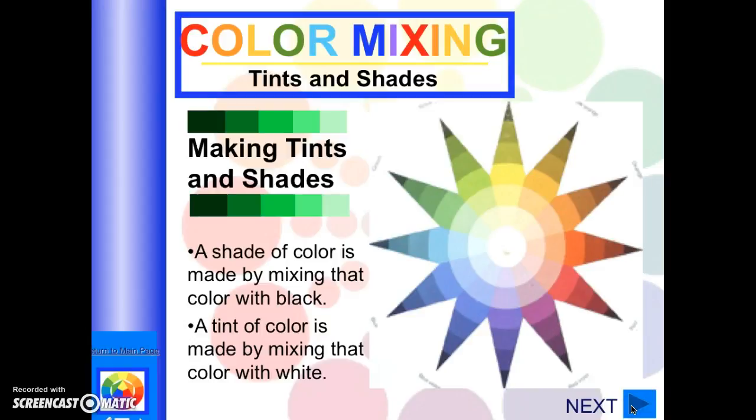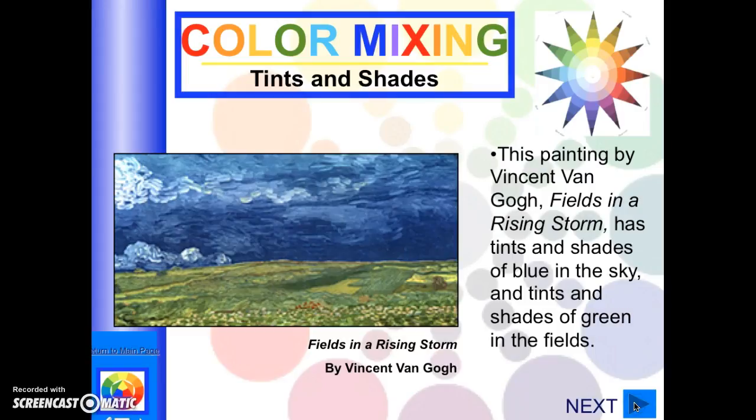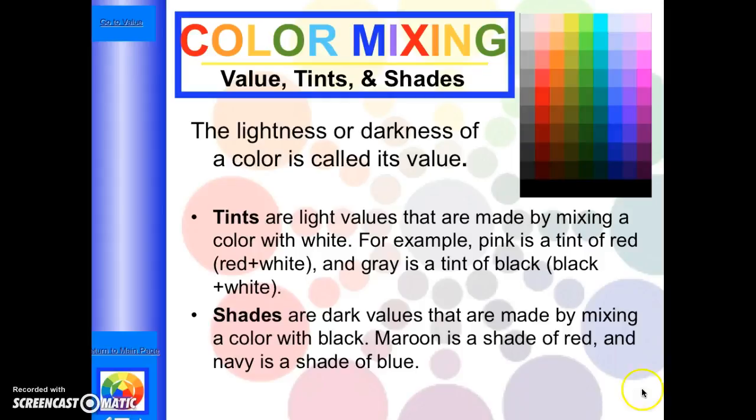How about tints and shades? When you mix any color with black, you get what's called a shade. If you mix any color with white, you get what's called a tint. This painting by Van Gogh uses tints and shades of blue in the sky and tints and shades of green in the field. The lightness or darkness of a color is called its value. We learned about value when we did our graphite, what was it? The altered series drawing.